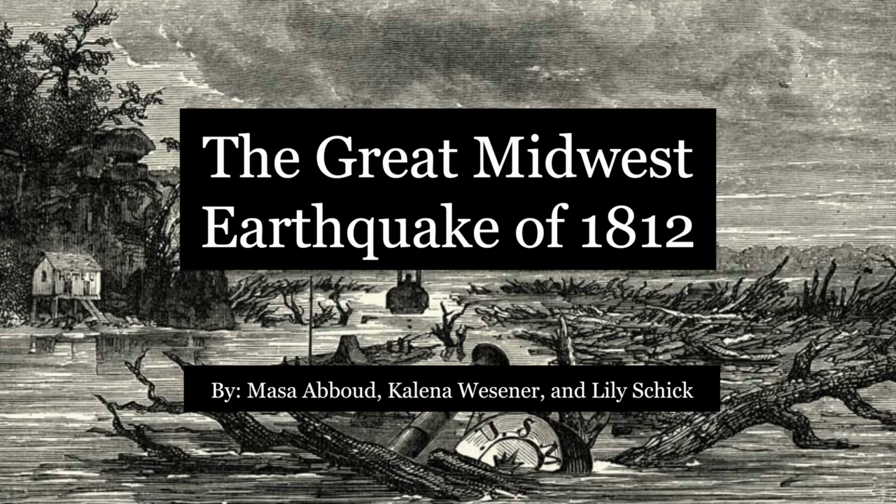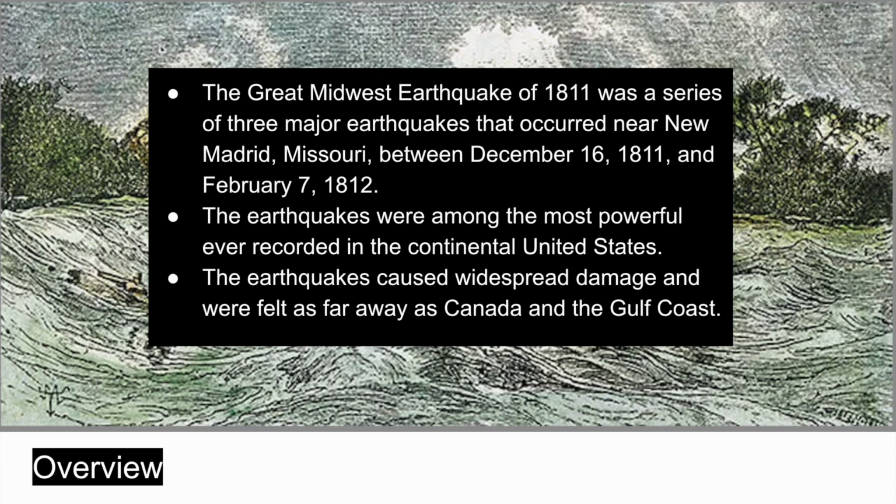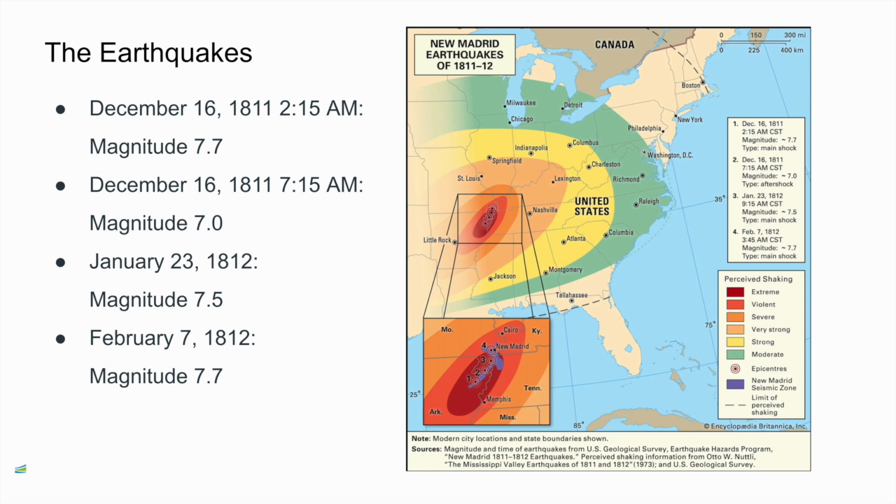Our topic is the Great Midwest Earthquake of 1812. A little bit of overview: the Great Midwest Earthquake of 1811 was a series of three major earthquakes that occurred near New Madrid, Missouri between December 16, 1811 and February 7, 1812. The earthquakes were among the most powerful ever recorded in the continental United States. The earthquakes caused widespread damage and were felt as far away as Canada and the Gulf Coast.